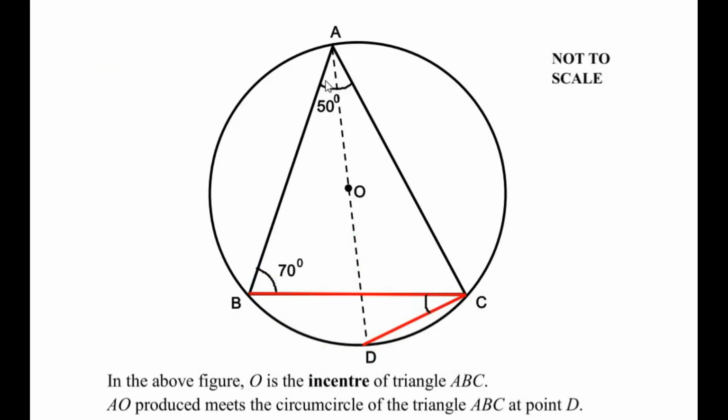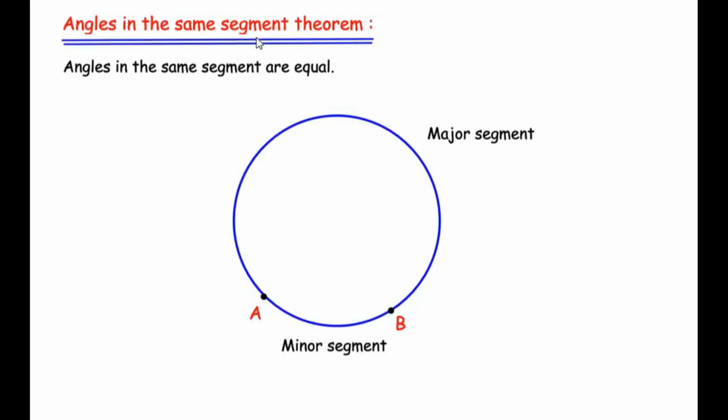Here, if we look at angle A, there is a line which passes through the incenter of the given triangle, which means the line AD becomes the angle bisector of angle A. So this entire 50 degrees is going to be divided into two equal halves, that is 25 degrees and 25 degrees. After finding this, we have to find the missing angle BCD. To find this angle, we are going to make use of a circle theorem, which is the angles in the same segment theorem. It states that angles in the same segment are equal.